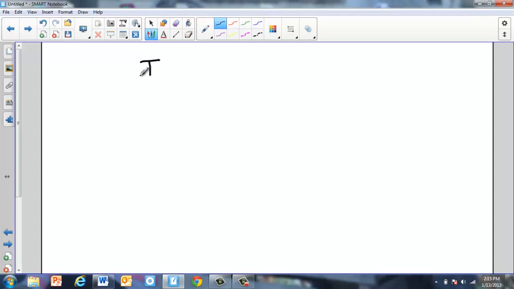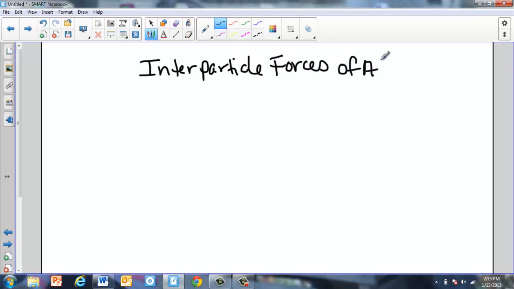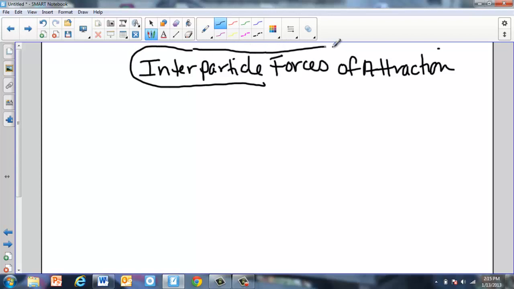Okay, up at the top, what we want to do is put interparticle forces of attraction. Okay, so these are very similar to the forces of attraction that we talked about with the kinetic molecular theory. The concept map should still be up in the corner of the room. And it talks about with gases, they're very low forces of attraction, does not hold particles together. Solids, very high forces that do hold them together.